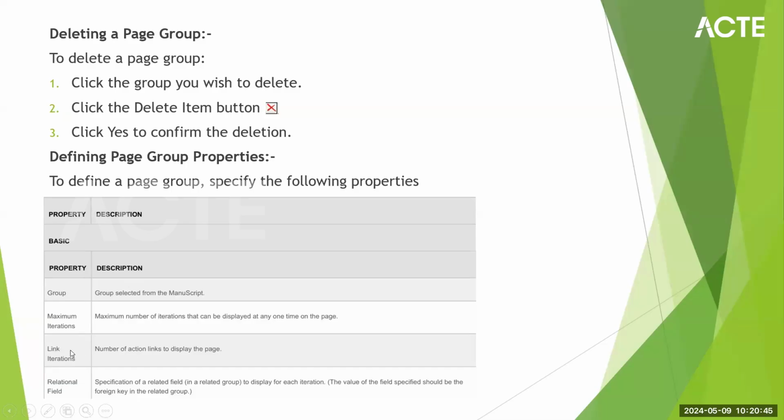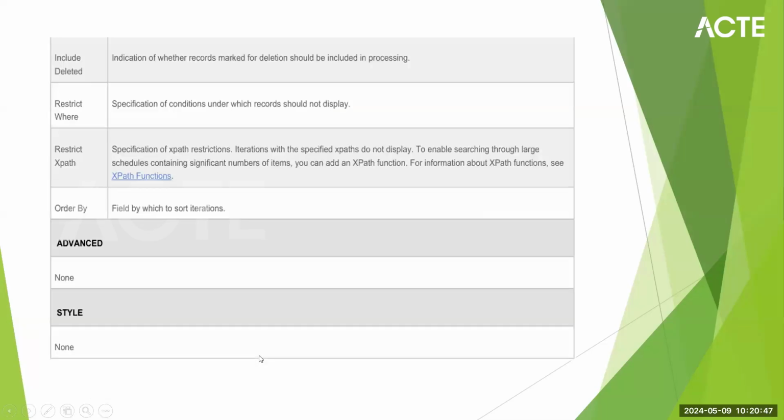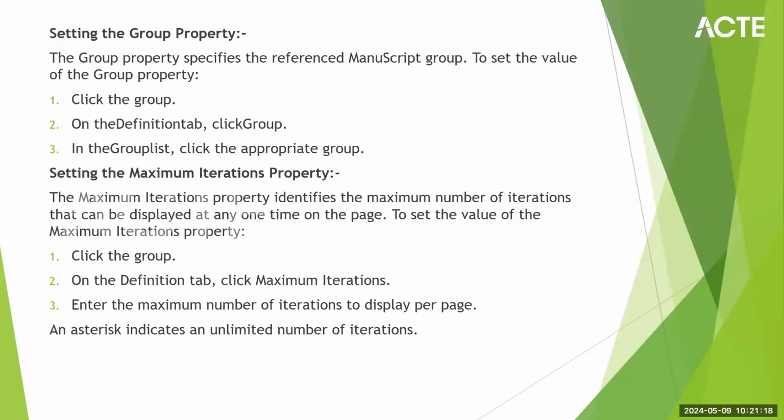Link iteration, relational fields, include deleted, and restrict. If you want to give a restrict condition, like you don't want a particular group to be executed at a particular time, you can mention that condition here. Or you can directly give the path where you don't want to execute, rather than a condition. Order by is nothing but sorting, as per alphabetical order or column wise.